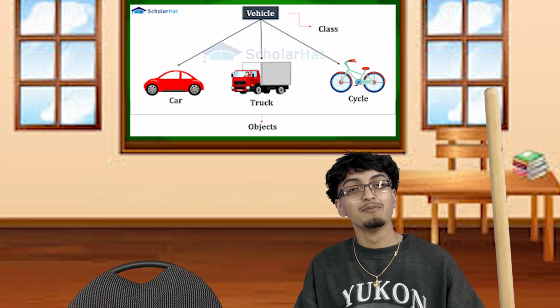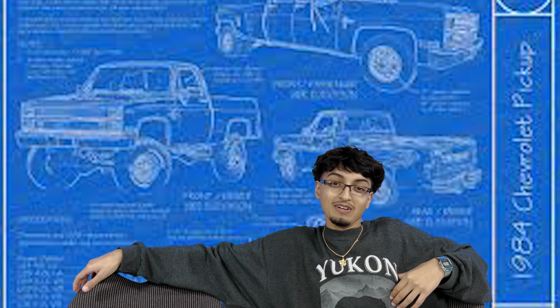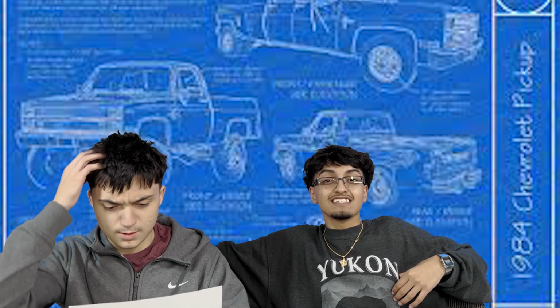But what are they, you might ask? A class is like a blueprint, and an object is an instance of that class.